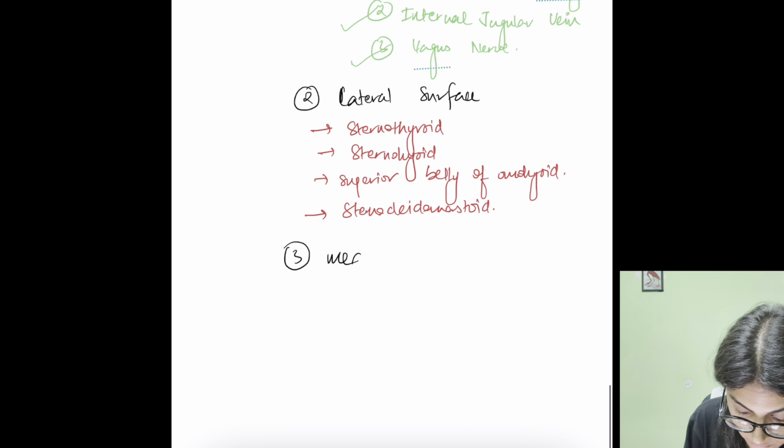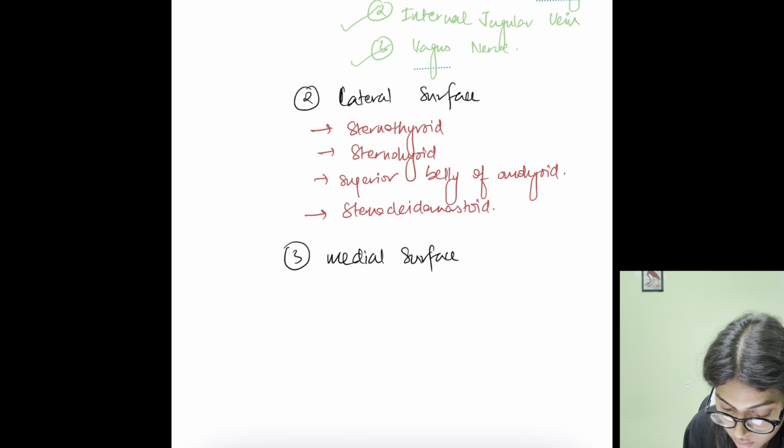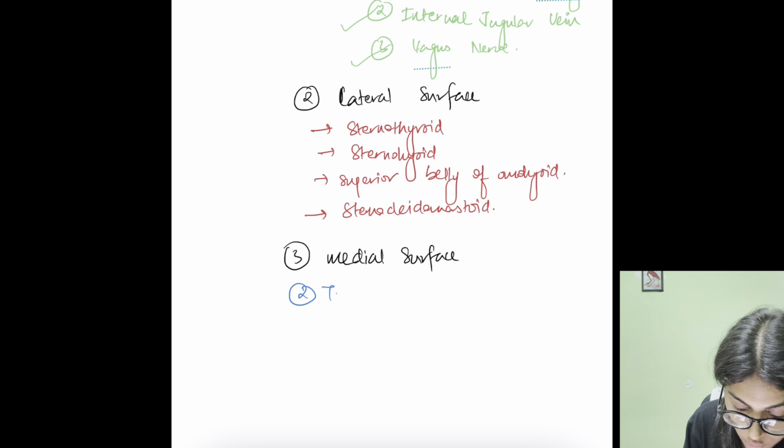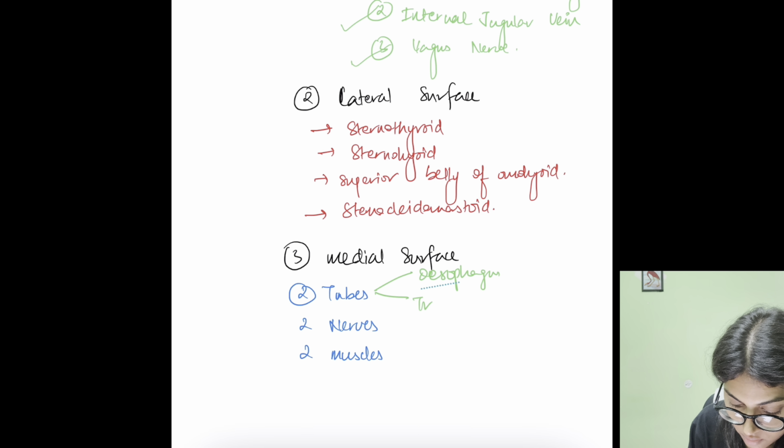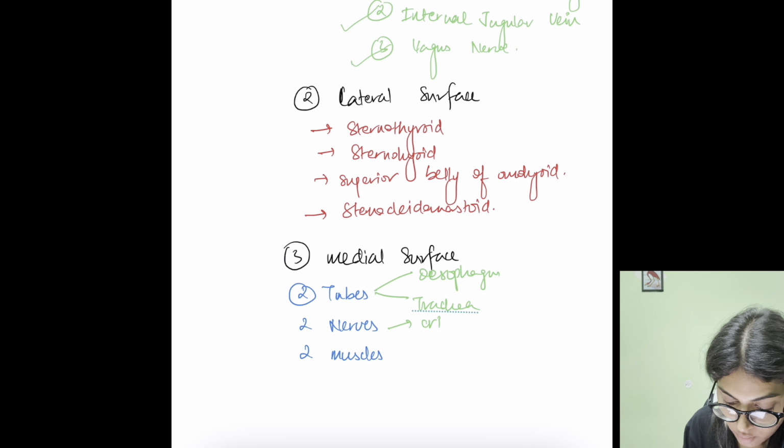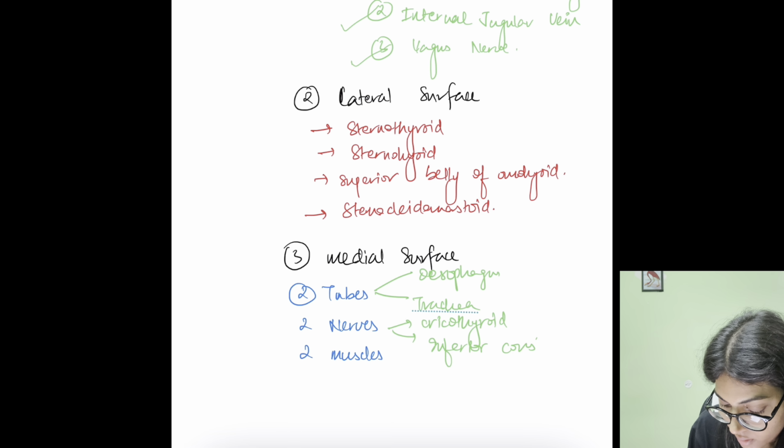Third, medial surface. On the medial surface, we have two tubes, two nerves, two muscles. Tubes we have esophagus and second is trachea. Muscles we have cricothyroid and second is inferior constrictor.